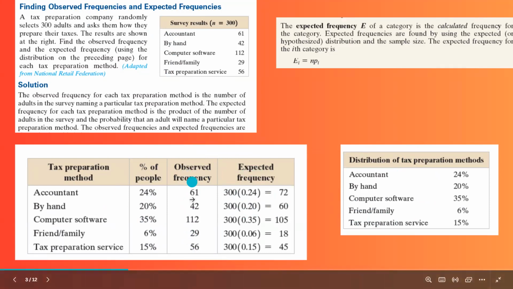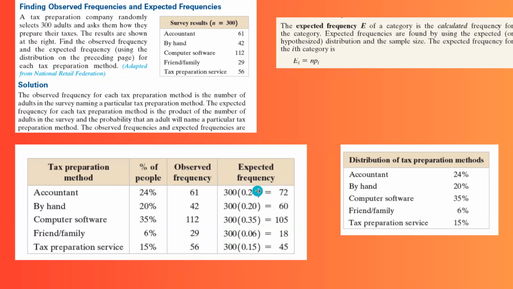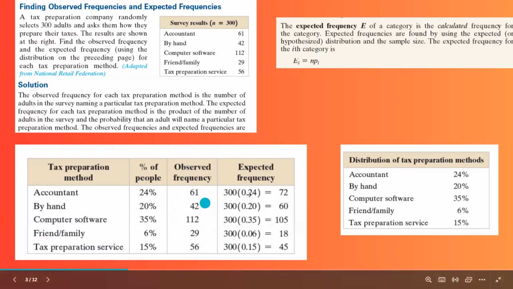These are the observed frequency. These are the data that we collected, and these are the expected frequency coming from the data that we expected to have. So you do the multiplication for each one of them, and then you calculate the expected frequency for each. As you can see, the observed frequency is 61 coming from the sample, and 72 is the expected frequency from what was proposed.